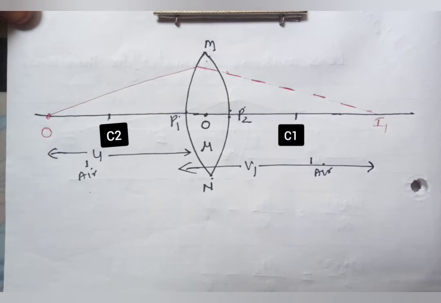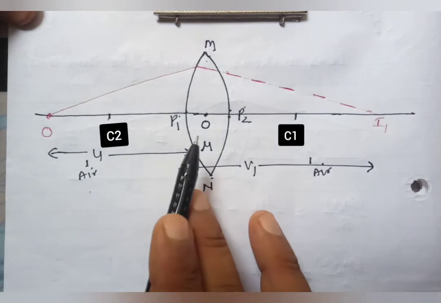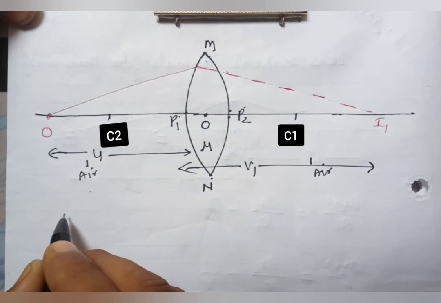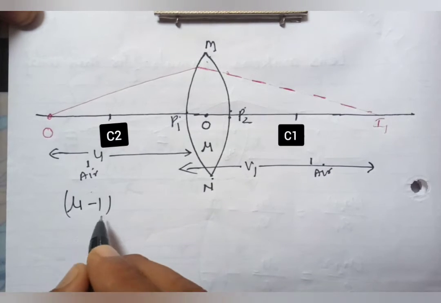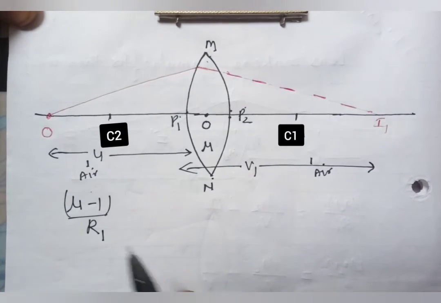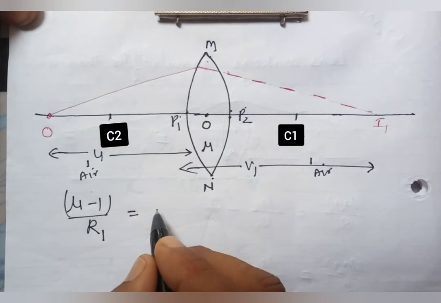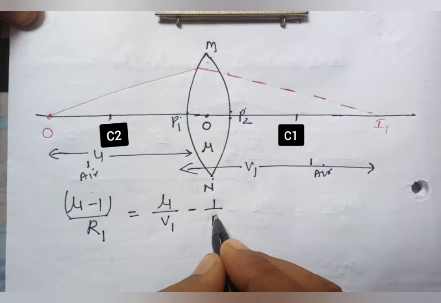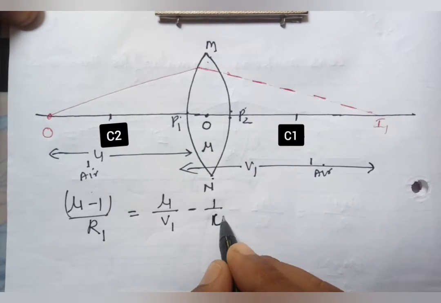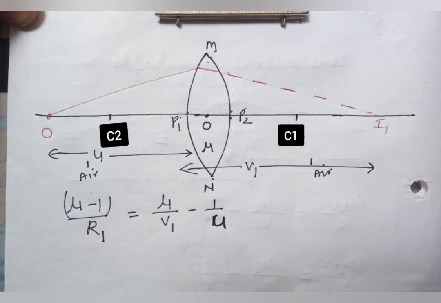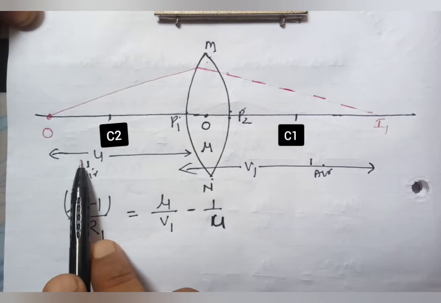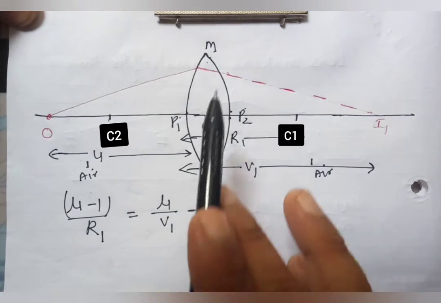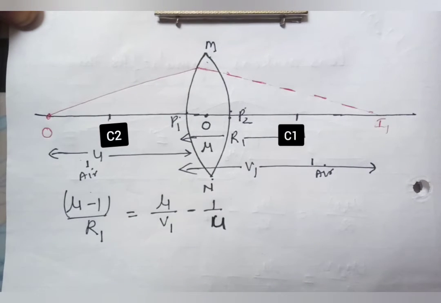Here the light ray travels from rarer medium to denser medium, so we can write mu minus 1 upon R1 is equal to mu upon v1 minus 1 upon u, where u is the object distance and R1 is the radius of curvature of surface MP1N.